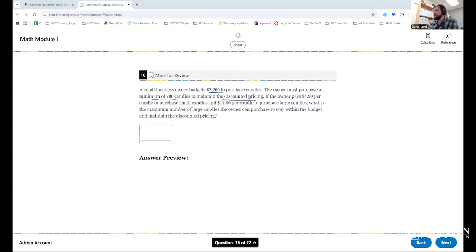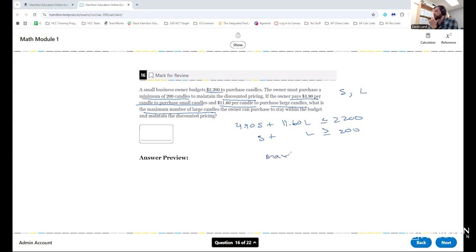All right, so let's see what our variables are. If the owner pays $4.90 per candle to purchase the small candles and $11.60 per candle to purchase the large candles. All right, so we need then small and large. So then I imagine we have a price where it's 4.90 times the small plus 11.60 times the large. That must be less than or equal to the budget. Now, they must purchase a minimum 200. So that means the small plus the large must be greater than or equal to 200. What is the maximum number of large candles?